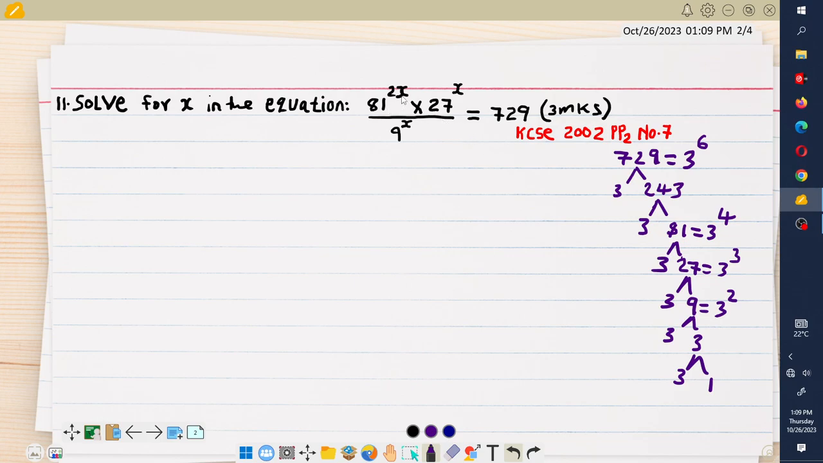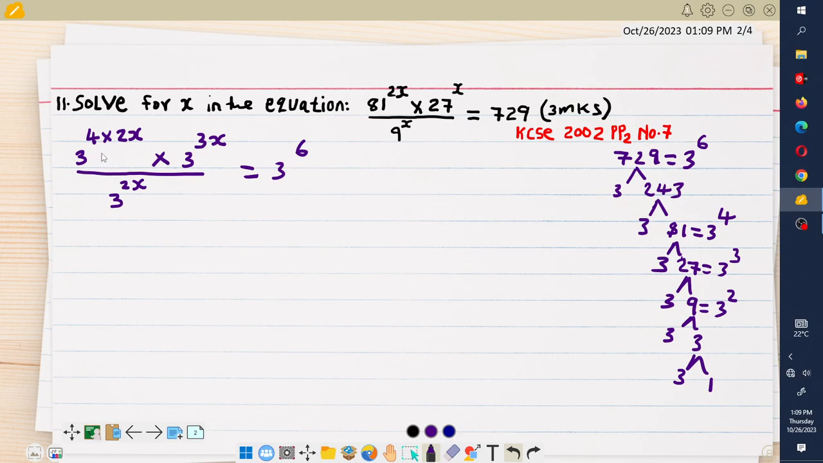Therefore, if I substitute those values in this equation, 81 is 3 to the power of 4, and for 81 I also had 2x on the power, so this will be 4 times 2x. Then multiplied by 27, which is 3 to the power of 3, and for 27 I also had x on the power, so the 3 will multiply with the x. Then divided by 9, which is 3 to the power of 2, and I had an x on the power of 9. This will be equal to 729, which is 3 to the power of 6.